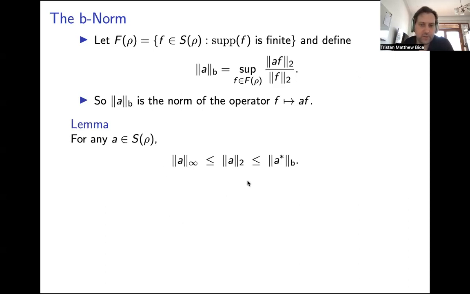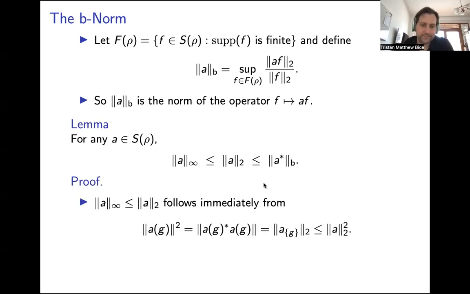Okay. First thing we want to do is show that these norms are related in the following way. We want to show the infinity norm of any section is always below the 2 norm, which itself is always below the star of the B norm. We will soon see that, in fact, the star here is unnecessary, but for the moment, we're going to keep this star here. So how do we show that?